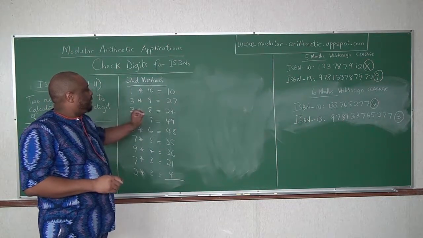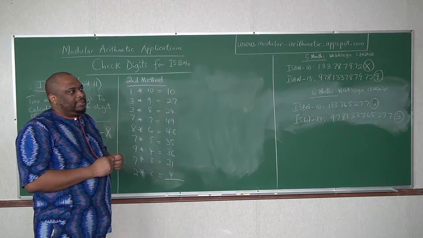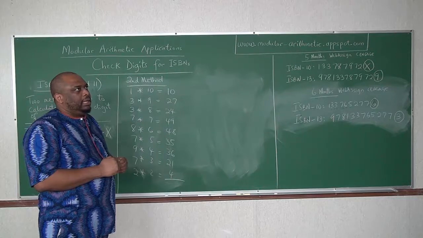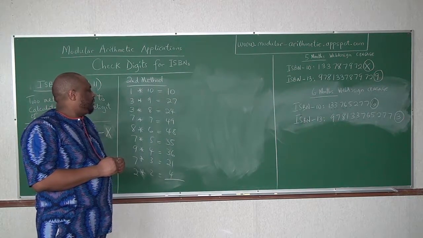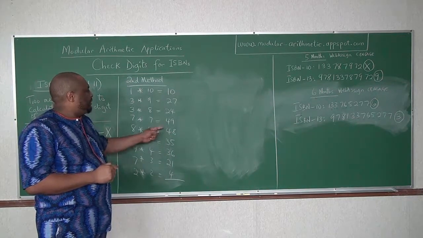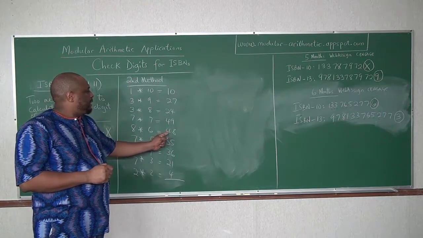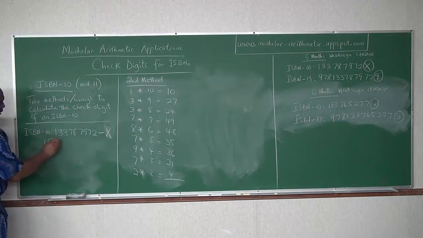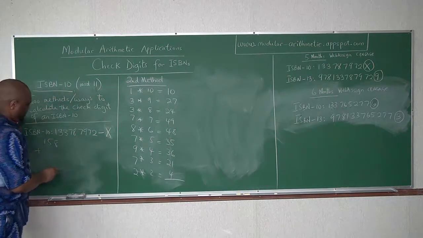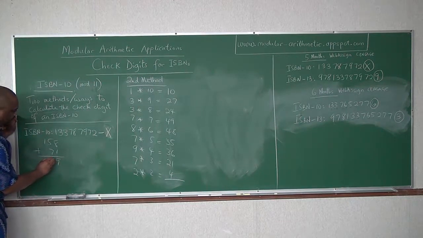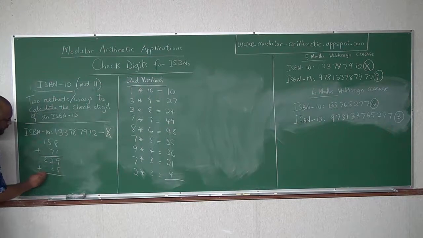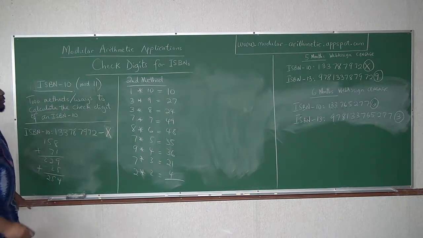10 plus 27 is 37. 37 plus 24 is 61. 61 plus 49 is 110. 110 plus 48 is 158. 158 plus 35 plus 36 is 71, so this gives us 229. 229 plus 25 is 254. So we have 254.